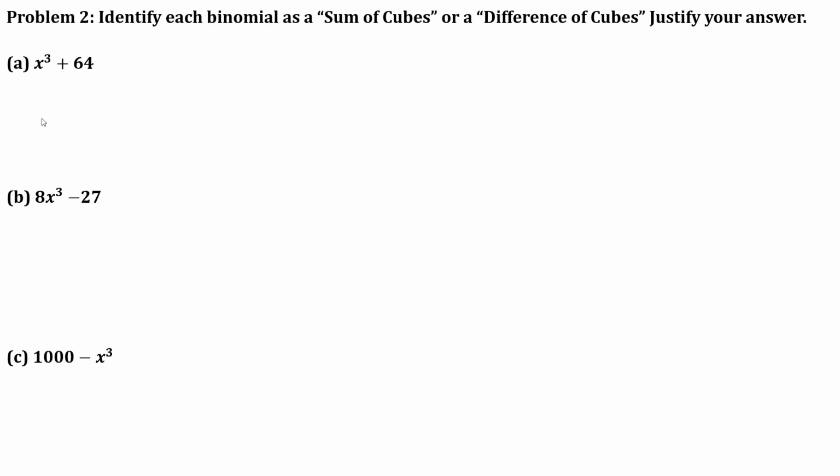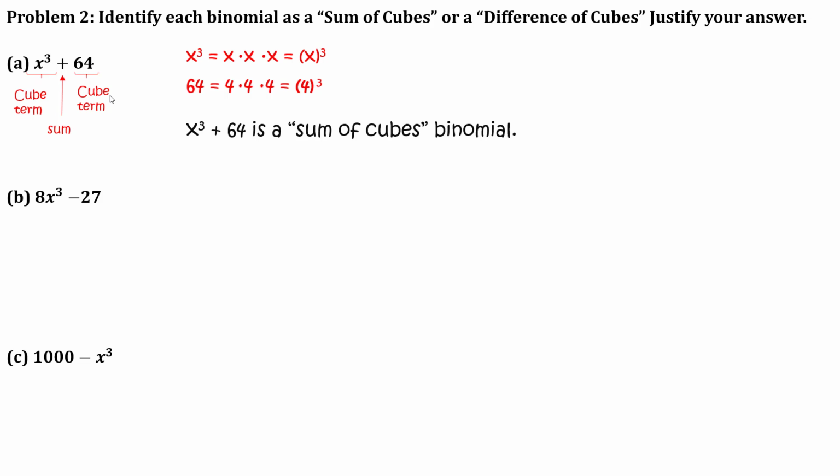All right, example A, x cubed plus 64. x cubed is a cube term because I can write it as x times x times x, or x cubed. So that's a cube term. 64 is a cube term because I can write it as 4 times 4 times 4, or 4 cubed. And the two terms are being added or summed up. So I have a cube term plus a cube term, so it's a sum of cubes binomial. x cubed plus 64 is a sum of cubes binomial.